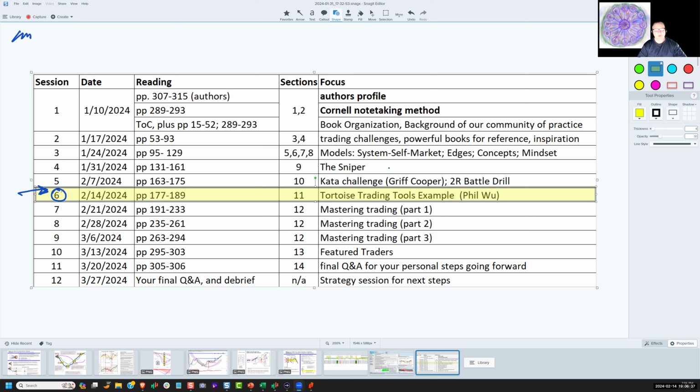So we are in session 6. It is February 14th, 2024. Today we're looking at pages 177 through 189. This is section 11 in the book, and we're taking a look at trading tool examples. This part of the book was written by Phil.